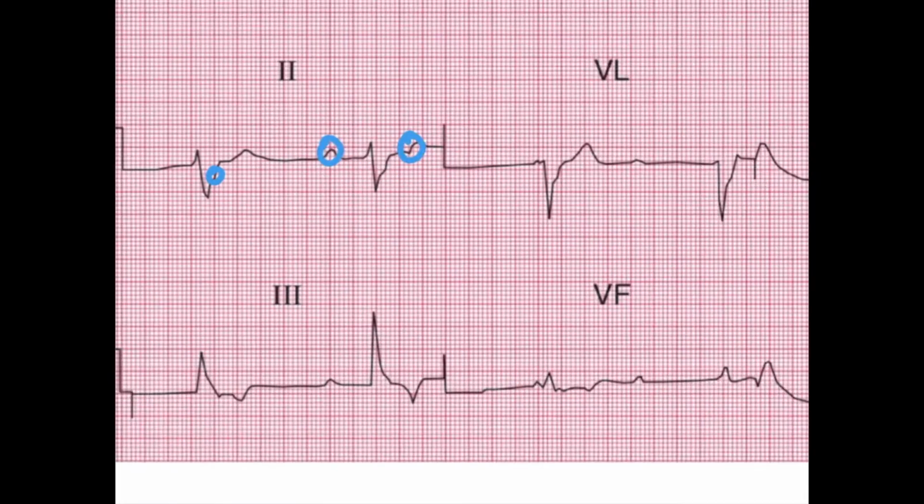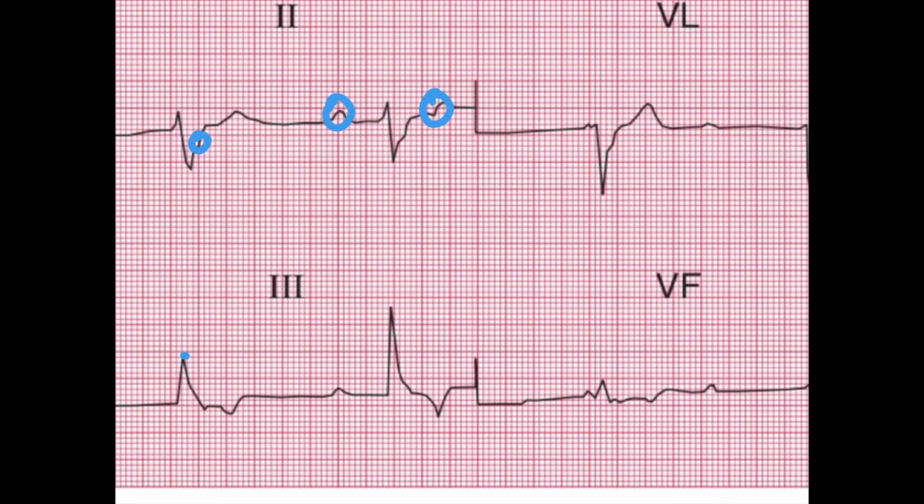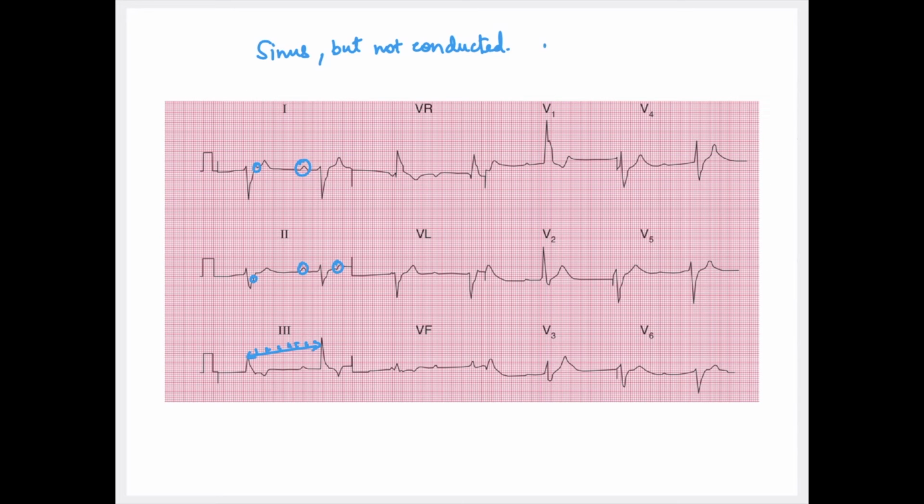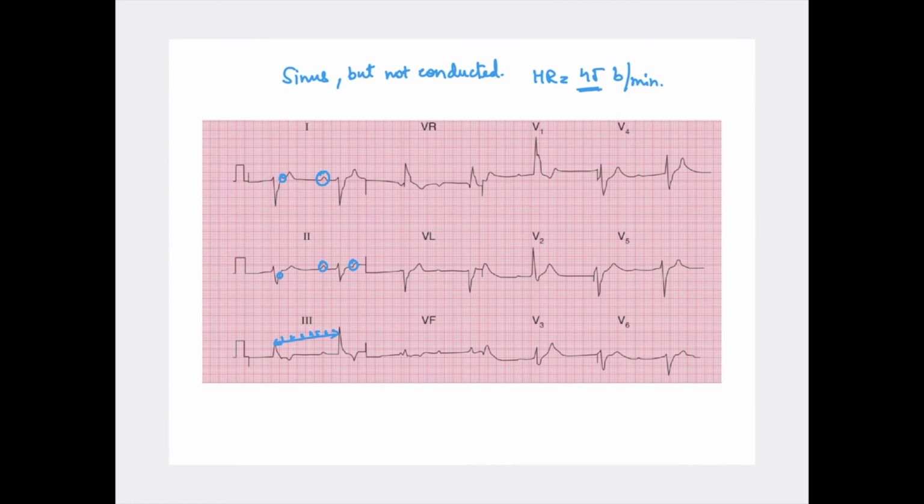Well, so what's next? Yes, we see here the length of the RR interval. You see the number of large squares: 1, 2, 3, 4, 5, 6. It's like 300 divided by 6. It's roughly around 45 beats per minute. It's roughly around 45 to 50 beats per minute. So it means that this patient has severe bradycardia.